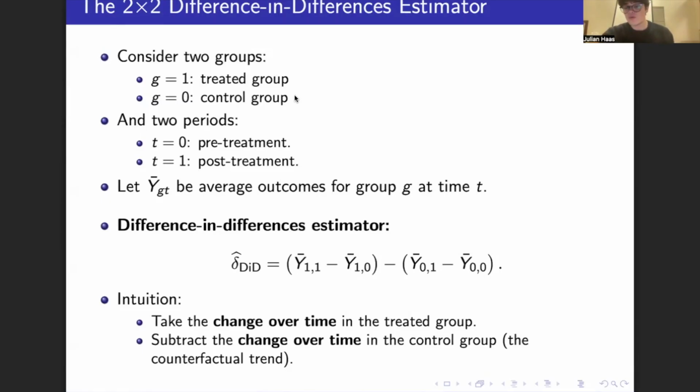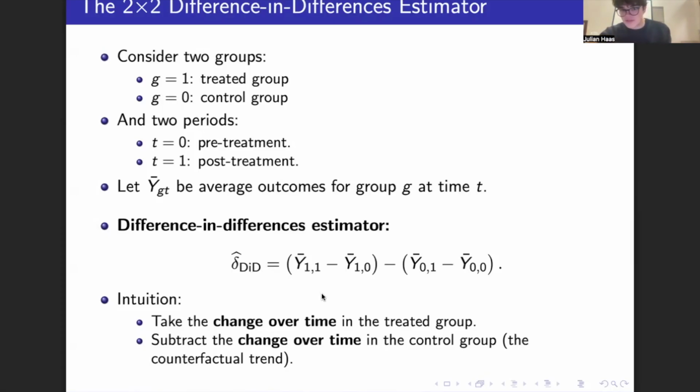And so really all we're doing here is, as I said before, we have two groups, right? We're going to have a treated group where G is equal to 1, a control group where G is equal to 0, and two periods, right? So t is going to be equal to 0 in the pre-period and equal to 1 in the post-period. And for right now, this y bar is just going to be the average outcome for some group G at a time period t.